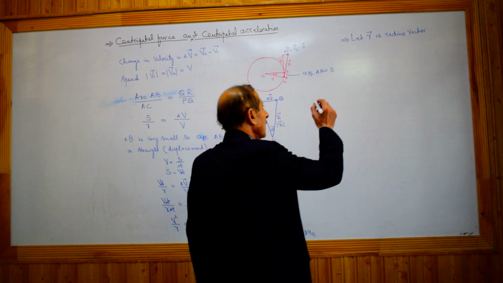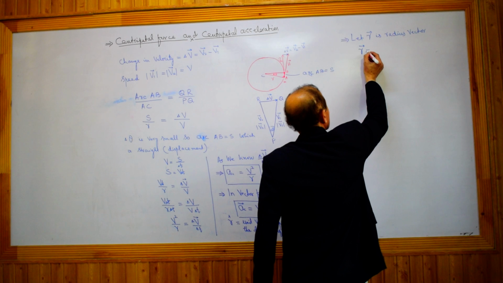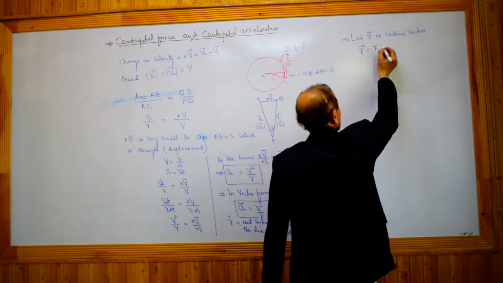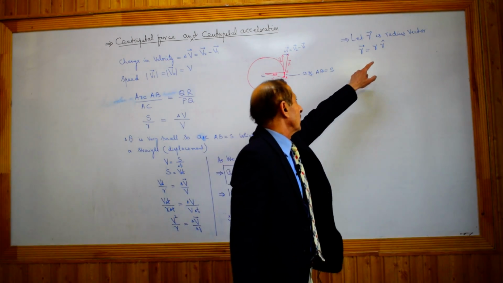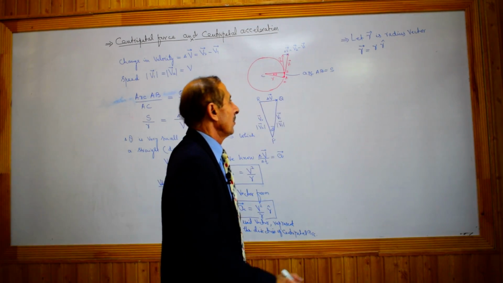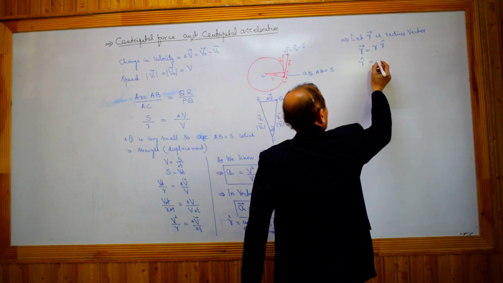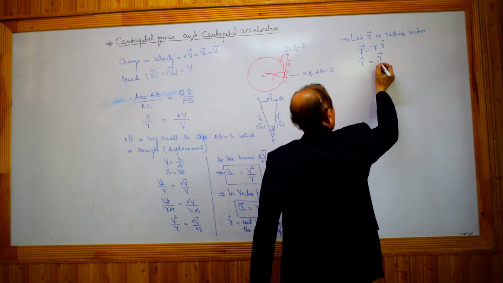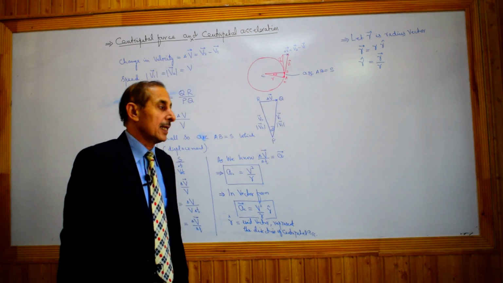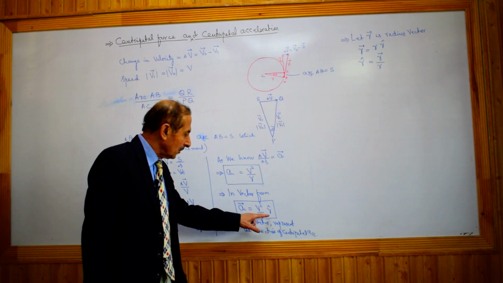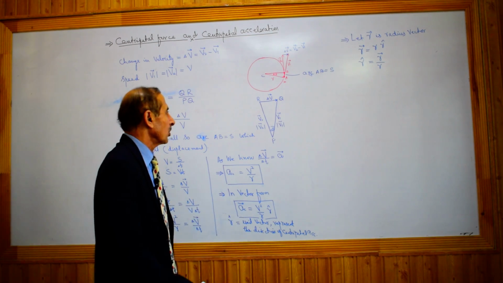Our position vector, we can write this equation: r is equal to r magnitude and r unit vector. The magnitude of r is equal to the radius here. So r unit vector is equal to r position vector divided by the magnitude of r. The magnitude of r is the radius. Now putting the value of the unit vector r here.